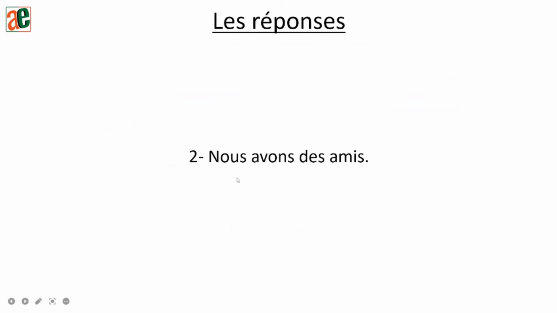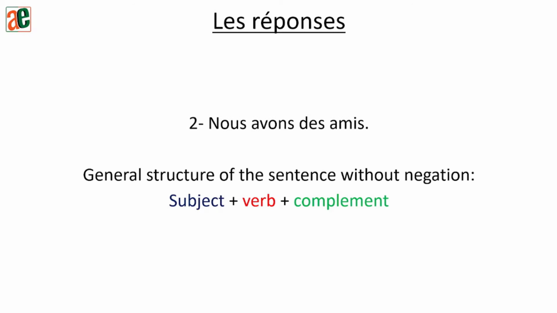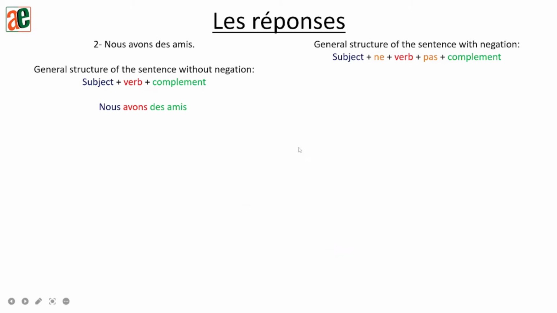Sentence number 2. Nous avons des amis. Again, let's start by looking at the structure of this sentence. We have our subject, then the verb, then the complement. Let's color each part of the sentence. Nous is the subject, the verb is avons, and des amis is the complement. So again, the same logic. This is the structure of the sentence without the negation. And here is the structure of the sentence with the negation. Again, same as before: subject, ne, verb, pas, then complement.